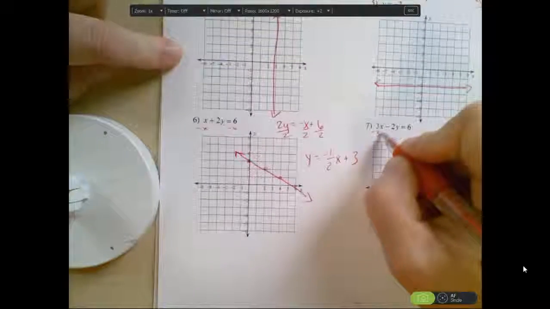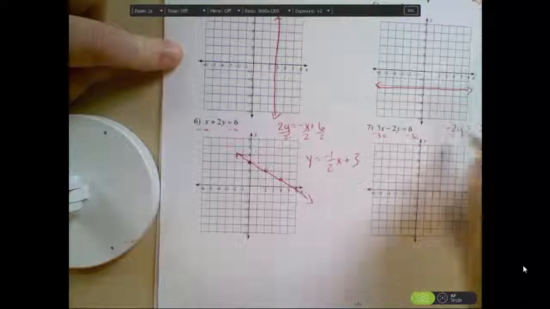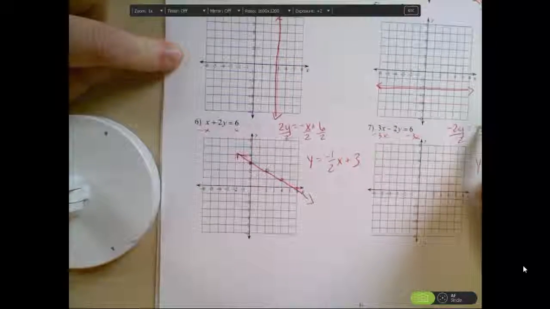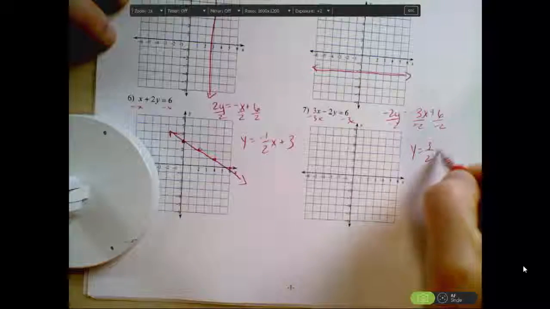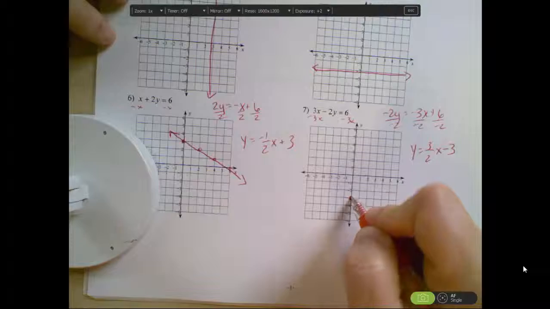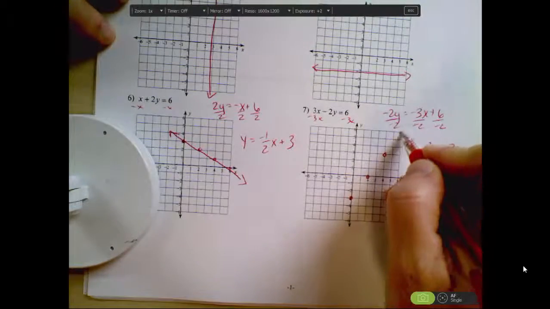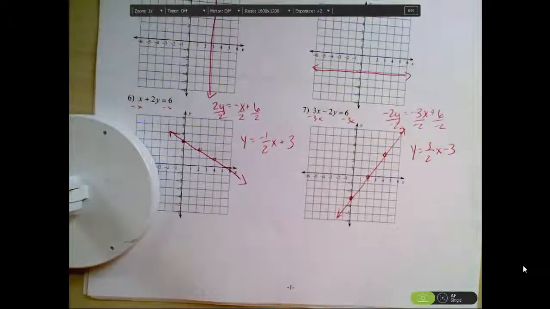Over here, we're going to minus 3x from both sides, so negative 2y equals negative 3x plus 6. Divide by negative 2. Y equals, now you have a negative divided by a negative, which is a positive, and a positive divided by a negative, which is a negative. So you go down to negative 3, up 3 over 2, and connect the dots. Okay, I'm going to stop here and make sure it works.